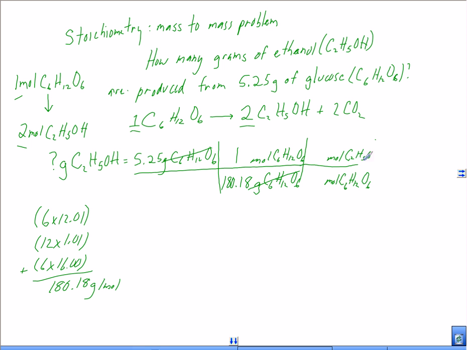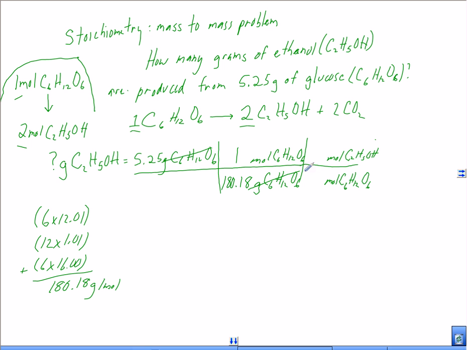C2H5OH. There we go. Is there a ratio from the balanced equation that I can use? Well, it's right here. Okay. For every 1 mole of glucose, I end up with 2 moles of ethanol.